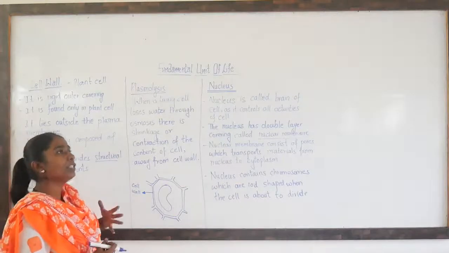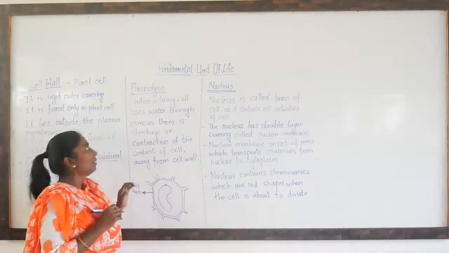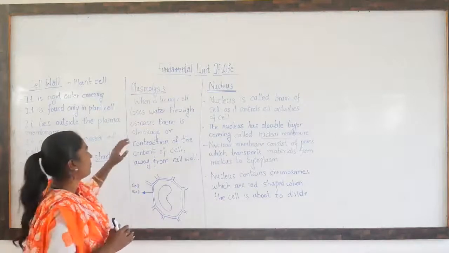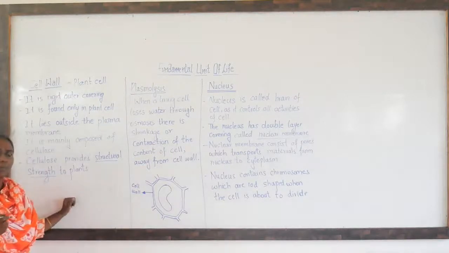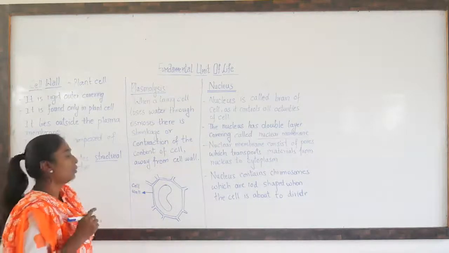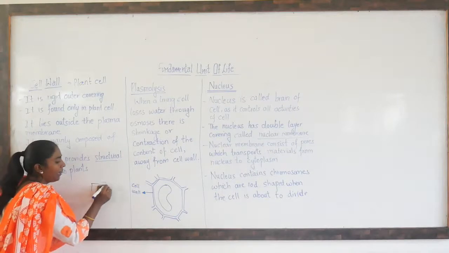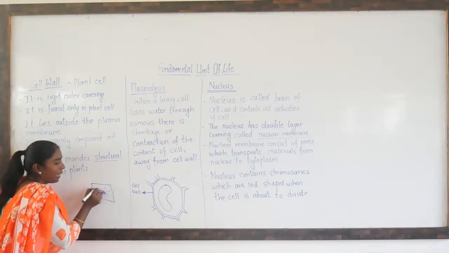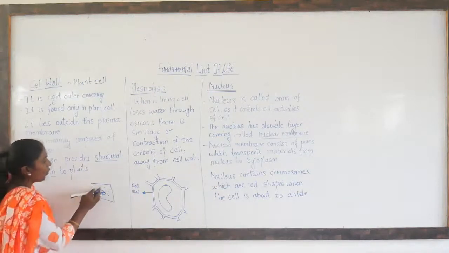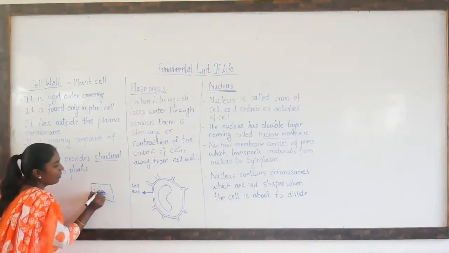Now what is the action which is related to this cell wall? Plasmolysis. Now first let us study what is plasmolysis. As I told you previously, I hope you remember hypotonic solution, isotonic solution and hypertonic solution. When I place a cell in hypertonic solution, what happens? The concentration of water outside is less. The concentration of water inside the cell is more.